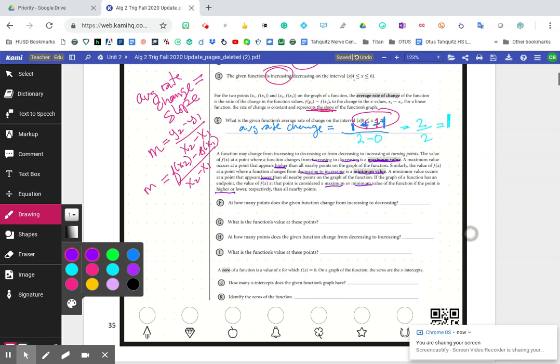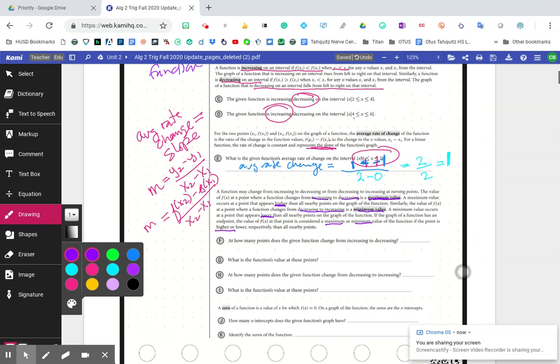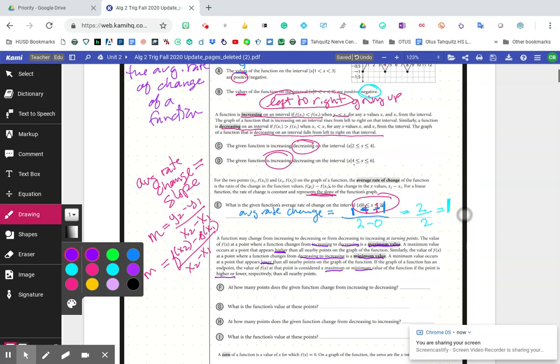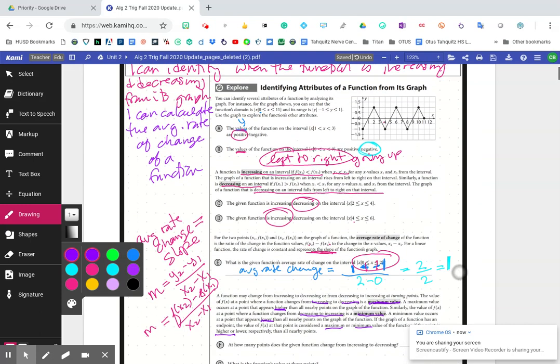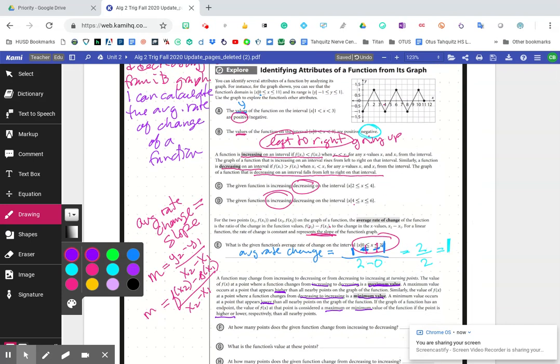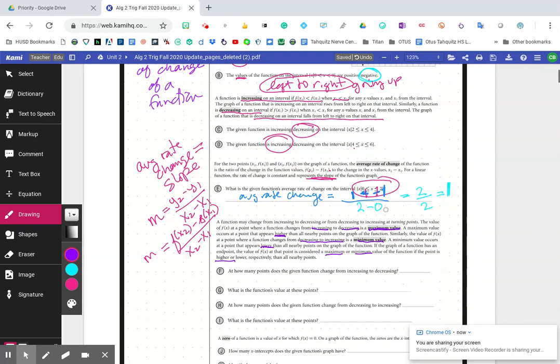So, at how many points does the given function change from increasing to decreasing? So we're going to count how many times it changes from increasing to decreasing. So I'm seeing one change, two changes, three changes from increasing to decreasing.